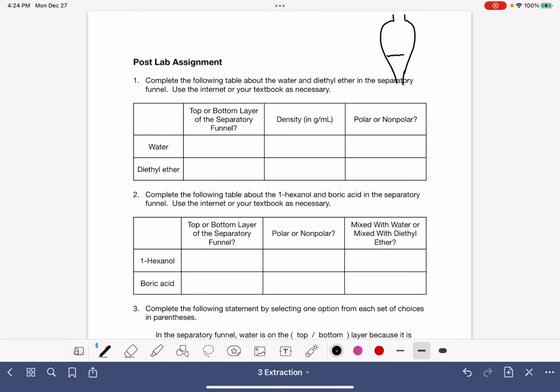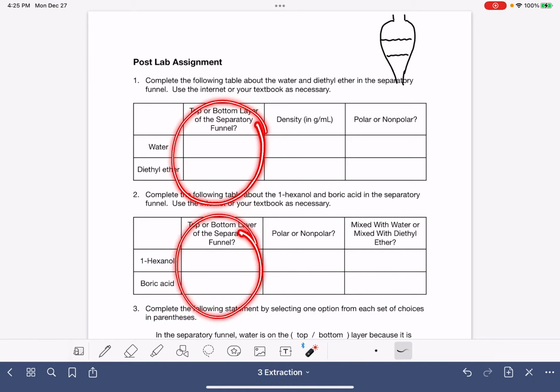are going to be able to visibly see two distinct layers inside the separatory funnel. If you hover your cursor over the top layer, or if you hover your cursor over the bottom layer, it's going to tell you which chemicals are present in each layer. So you're going to hover your cursor over, let's say, the top layer, and it's going to tell you what chemicals are in the top layer. One of them is going to be either water or diethyl ether, and the second one will be either 1-hexanol or boric acid. And you're going to use this information to answer this question as well as this question.